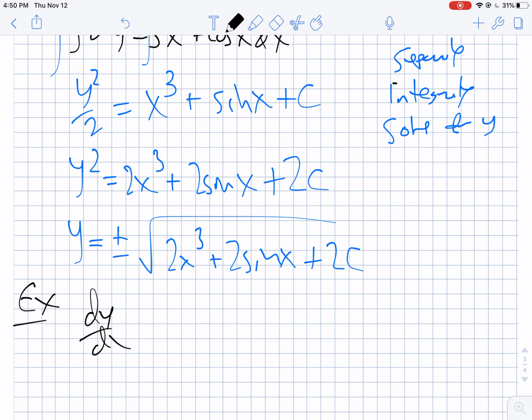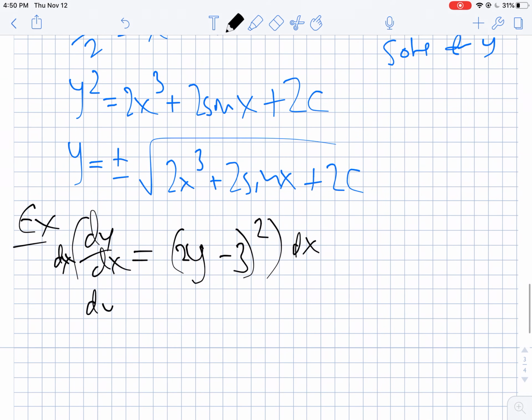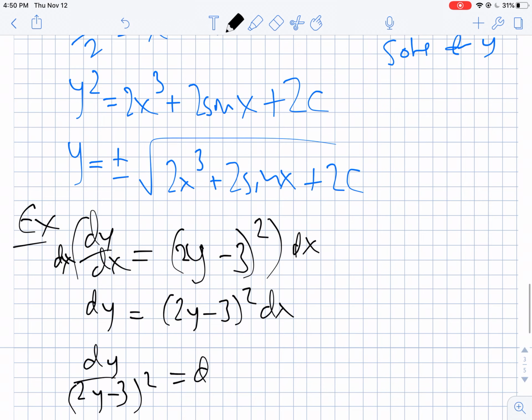Suppose we have dy/dx equals (2y minus 3) squared. You might look at this and be scared because there's no x in this equation. Well, let's just trust in the math and see what happens. We'll multiply dx to both sides, so I get dy equals (2y minus 3) squared times dx. So, of course, dy over (2y minus 3) squared equals dx.